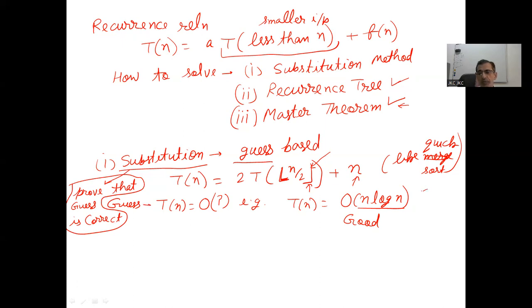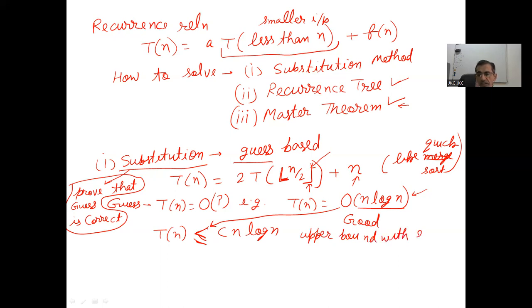So how do I guess? I said, let's assume T(n) is O of n log n. What does that mean? It means mathematically T(n) will always be less than or equal to C n log n. If T is O of this, it always means an upper bound, with equality also possible. That is big O notation. So we say T(n) is going to be this. If guessed, I have to prove that I have guessed correctly.